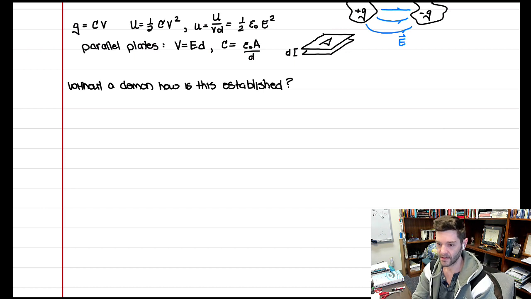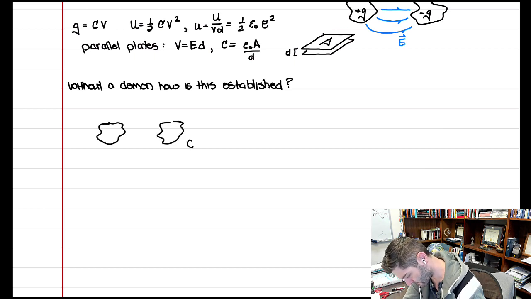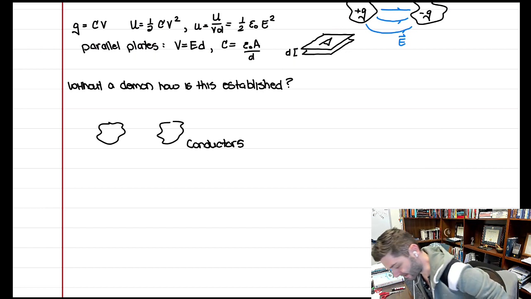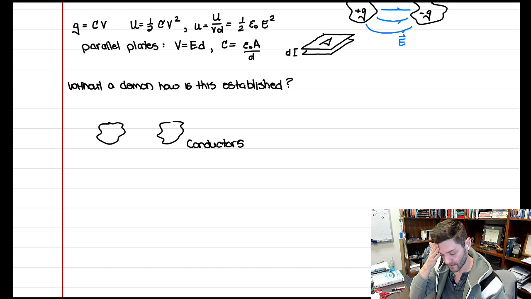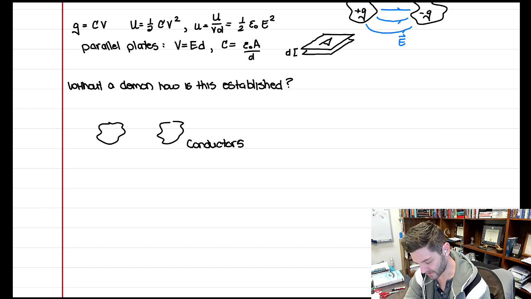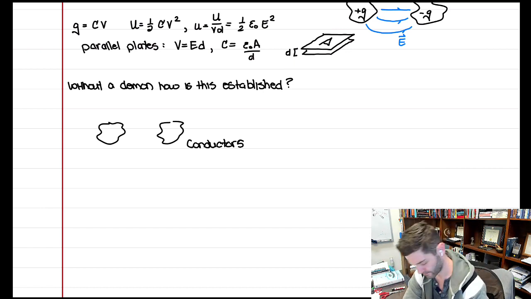So, how do we actually do this? So suppose you have two conductors that are initially neutral. Conductors, remember, are equipotential surfaces. So everywhere on and in the conductor is at the same value of potential. And if I don't have a demon that can come take electrons from one and place them on the other, how do I get this charge separation to occur?